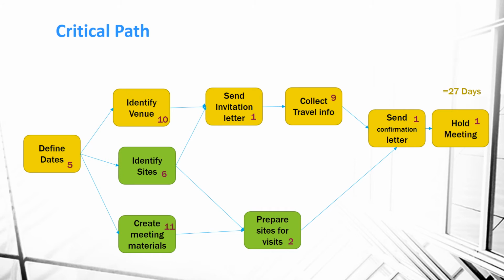What you have just identified is a concept called the critical path, which is the longest sequence of dependent activities on my network diagram. I simply didn't add all the working days together because some of these tasks can be done in parallel. In this case, defining the dates, identifying the venue, sending the invitation letter, collecting travel info, sending the confirmation letter, and holding the meeting is the longest duration, which takes 27 days, in comparison to 15 days for the center path and also 20 days for the lower level path.